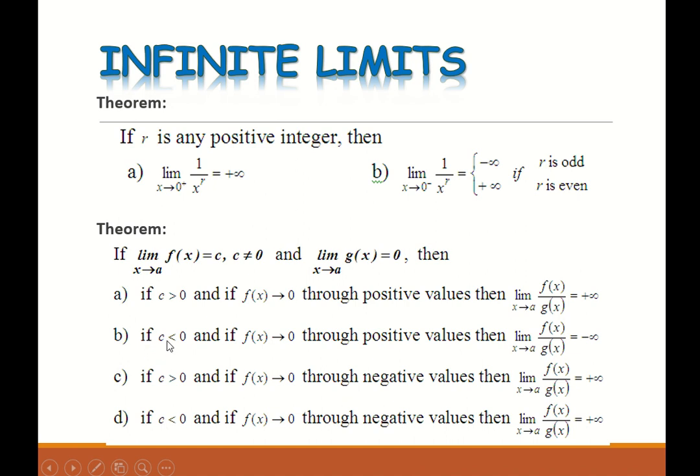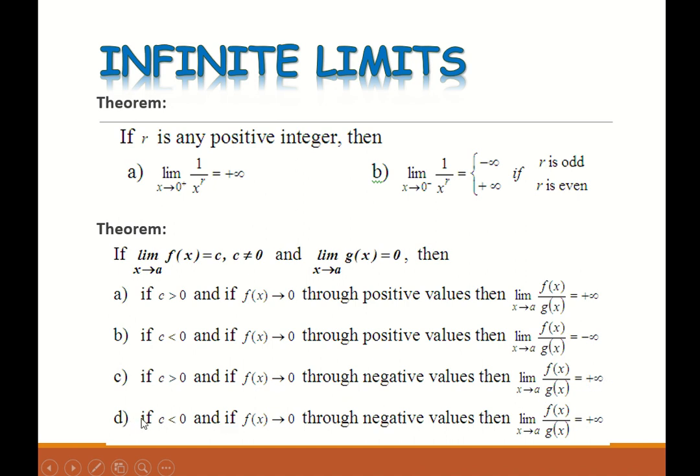If c is less than 0, meaning c is negative, and if g(x) approaches 0 through positive values, then the limit of the rational function f(x) divided by g(x) as x approaches a equal to negative infinity. Then another one is, if c is greater than 0, and if g(x) approaches 0 through negative values, then the limit of this rational function f(x) divided by g(x) as x approaches a equal to positive infinity.